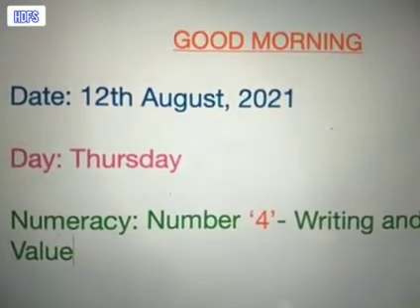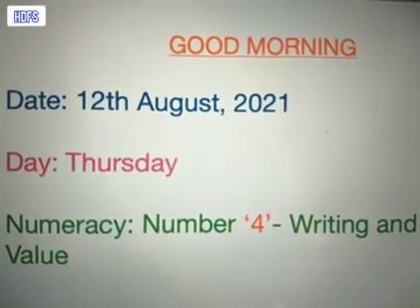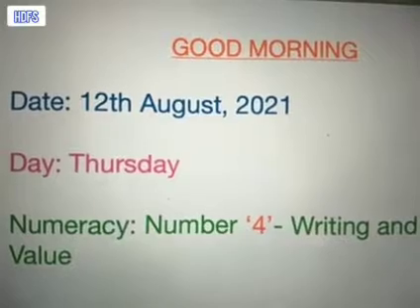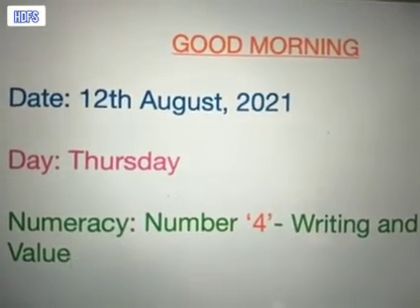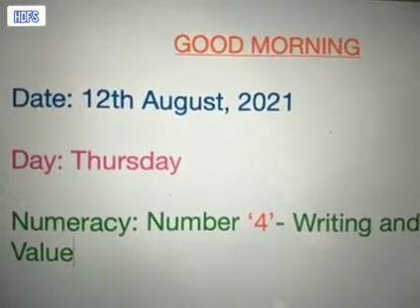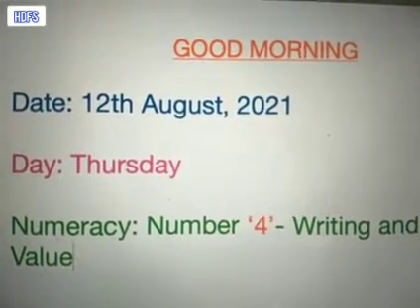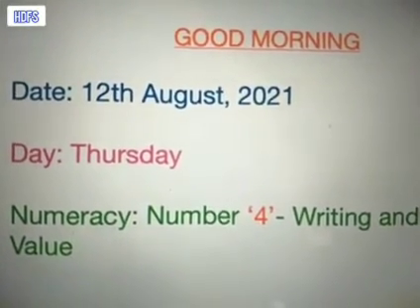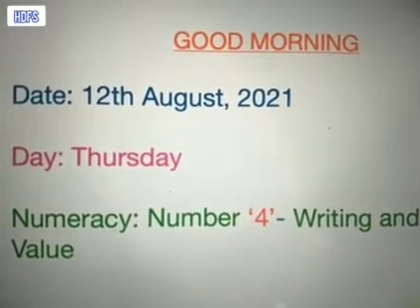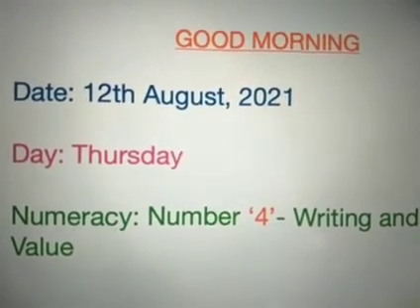Good morning, children. Today's date is 12th August and the year is 2021. Today's day is Thursday. In our numeracy class, we'll be learning how to write number 4 and also learn what is the value of number 4.